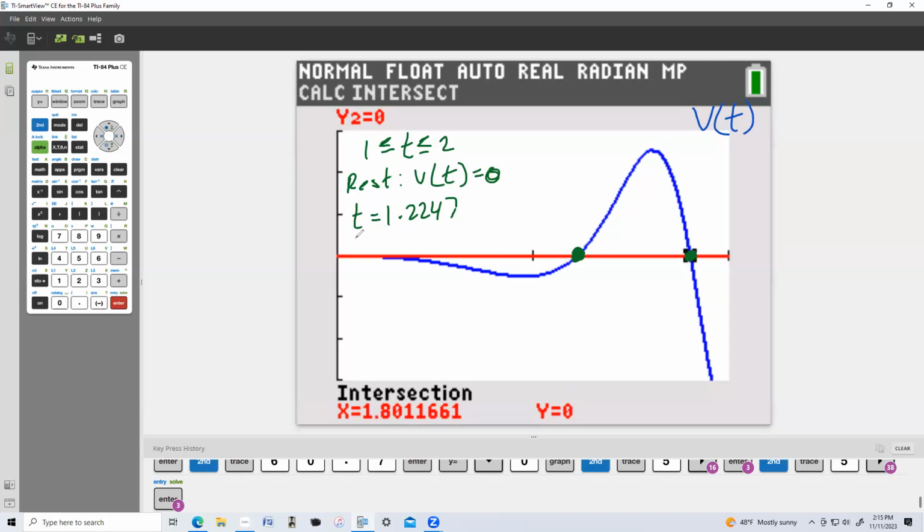So the velocity is also 0 when the time is 1.8011. All right. So to me, that's my preferred way of using the technology to find what time the velocity is 0. Okay, so we have 2 different timestamps there. I'm going to leave that up because we're going to have to reference that for question C.